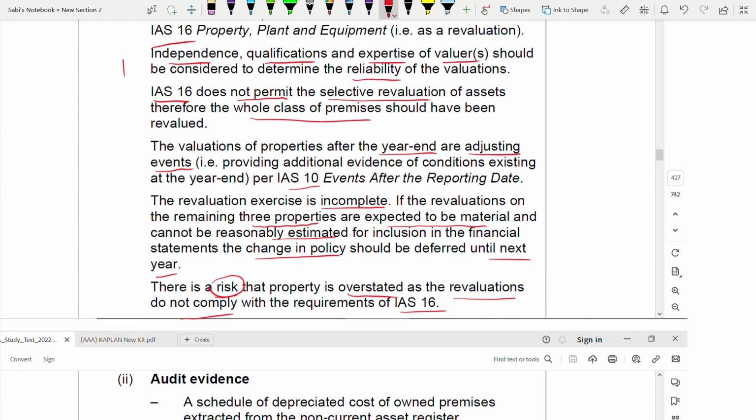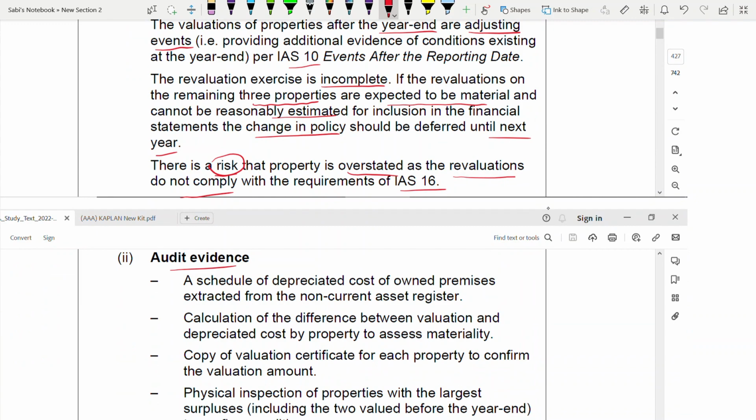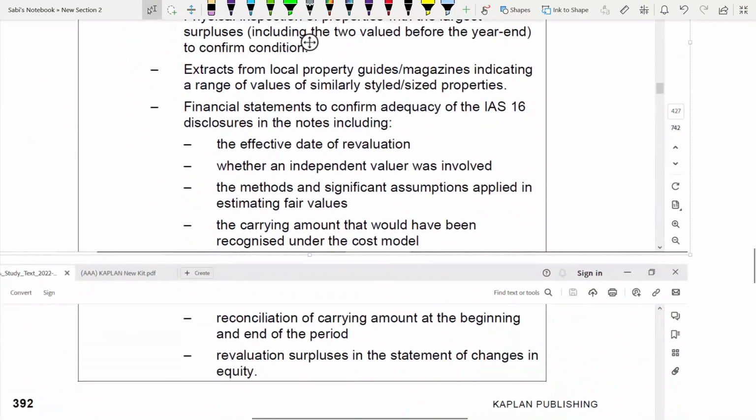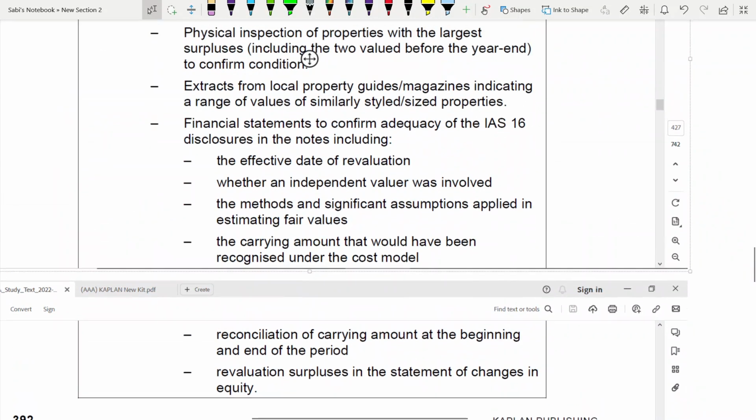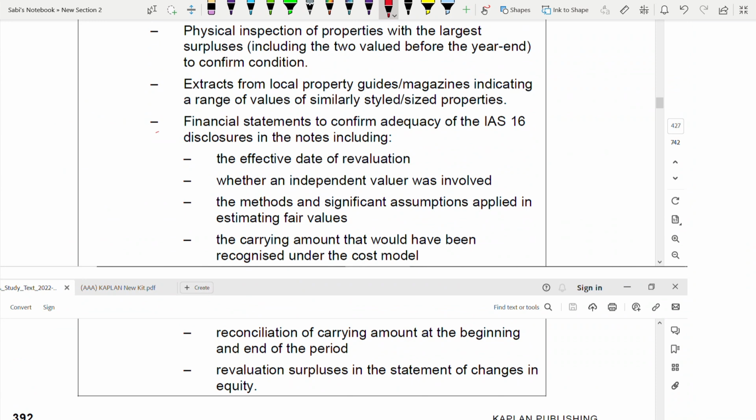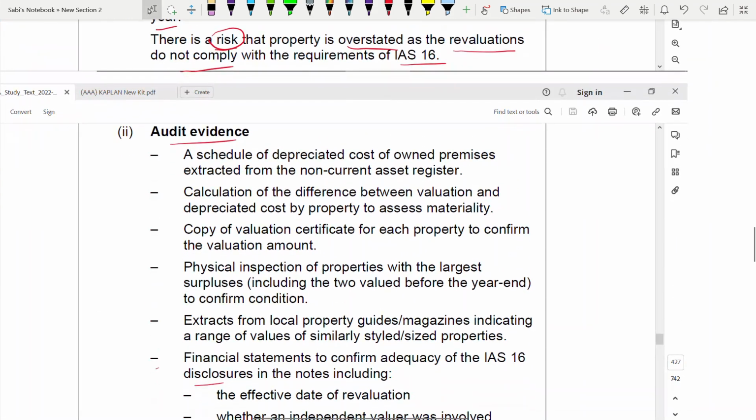Okay, now we are coming to audit evidence. How many audit evidences are here? 1 2 3 4 5 6 7 8. No, there are 6. Okay, under the last one, financial statement disclosure, there is this list. You can write any 3 or 2 depending on the number of marks.